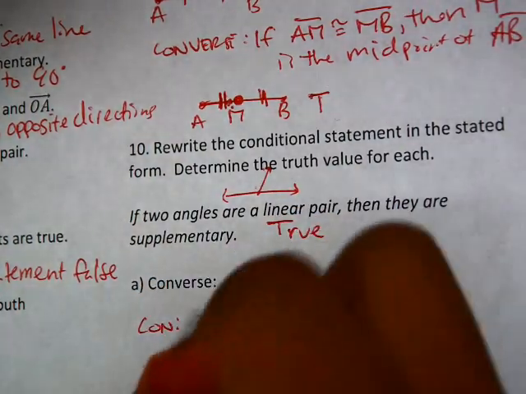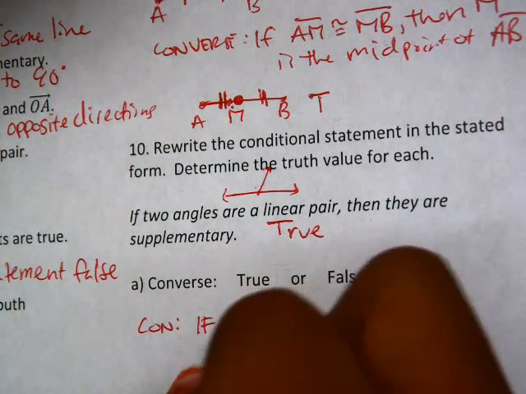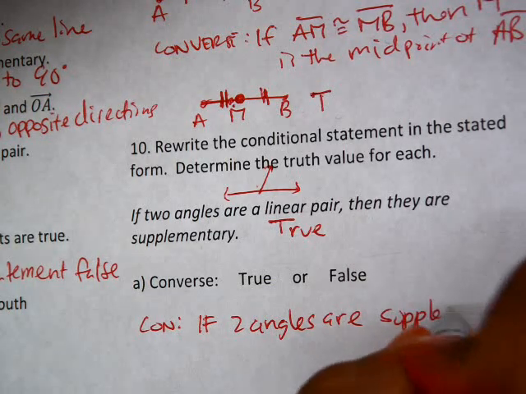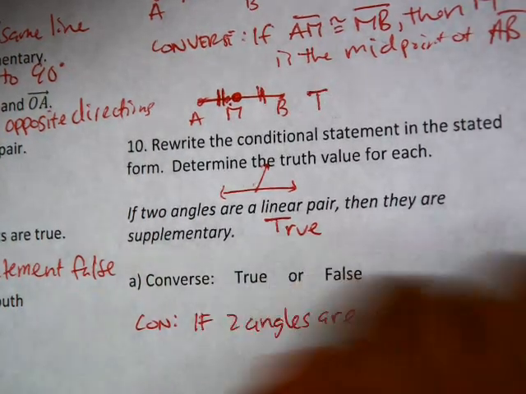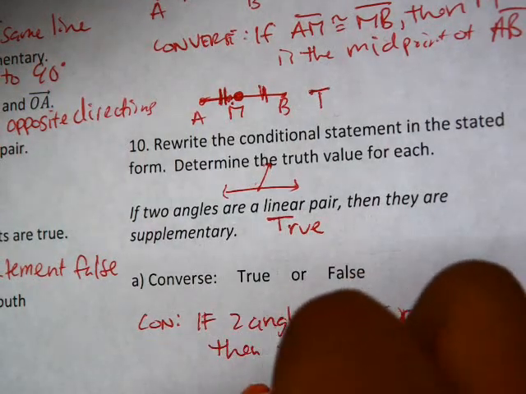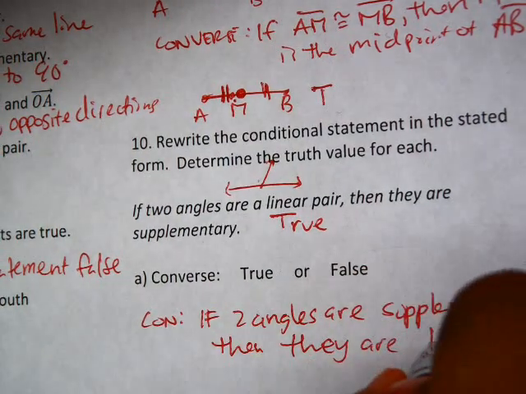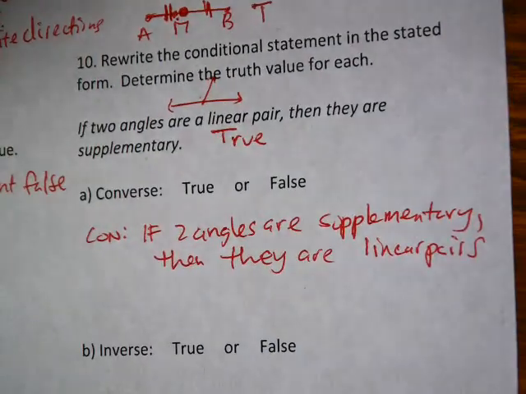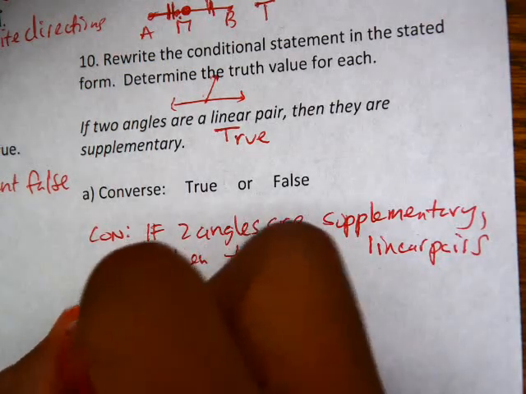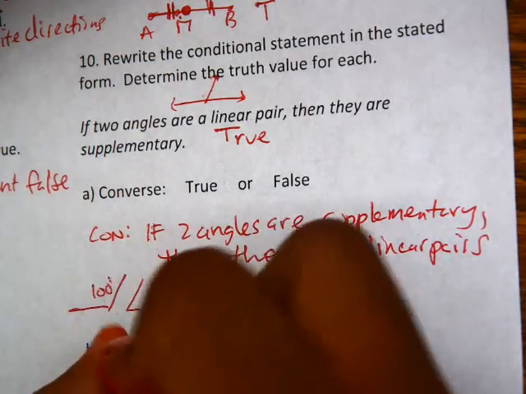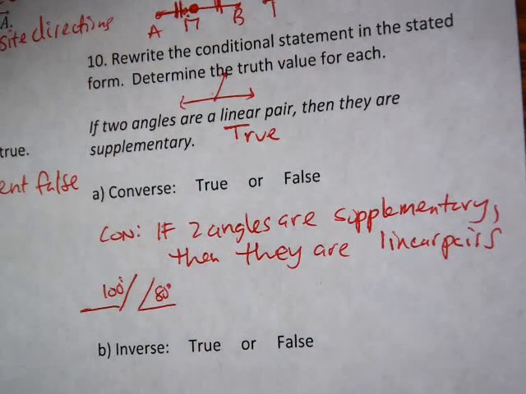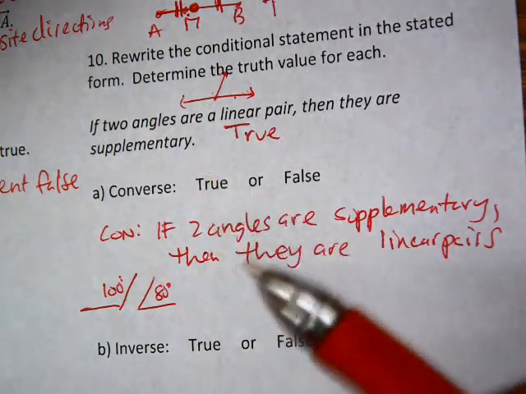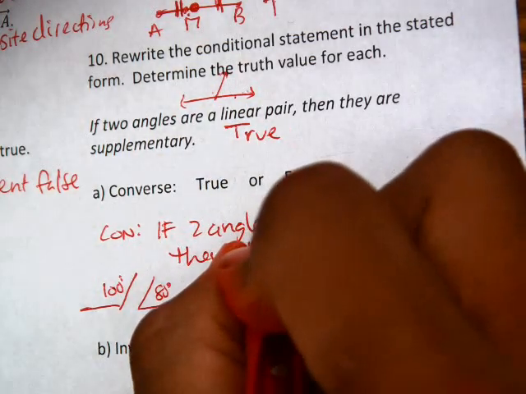So the converse is, if two angles are supplementary, then they are linear pairs. Let's see. Let me draw two supplementary angles. This is 100 degrees. This is 80 degrees. These are not linear pairs. They're not stuck together. A linear pair needs to be stuck together to form a straight line. So this converse is false.